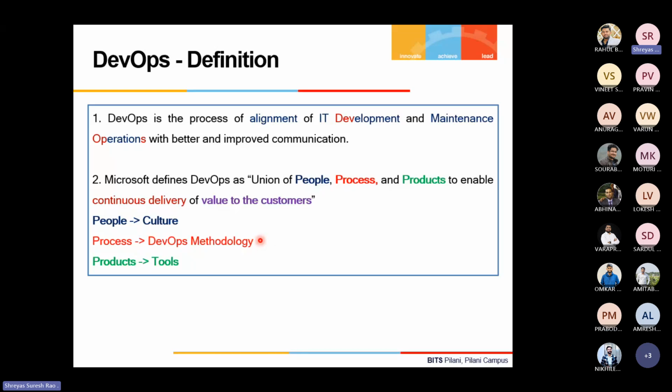You have a sequence of steps. If done correctly, then there will be a faster release of the product to the customer. So it is a methodology, which is the process. To facilitate the methodology, we have some tools, which can be called products.